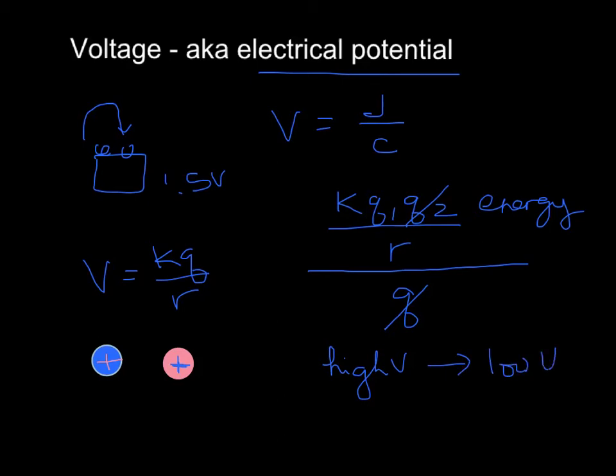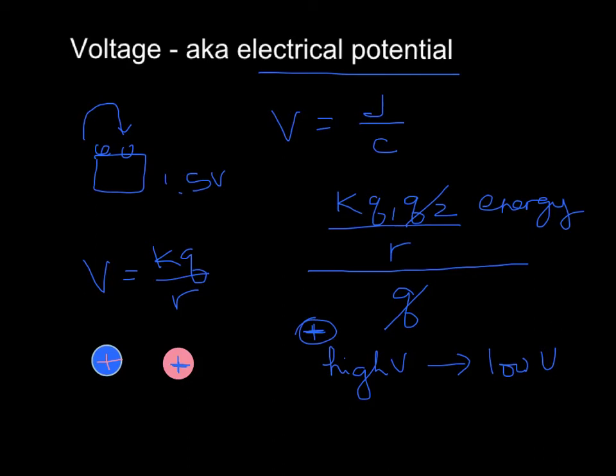This is what a positive charge does. A positive charge is going to go from high to low. So an electron is going to go the opposite way. Okay, an electron wants to go towards this positive charge. So an electron is going to go from an area of low voltage to an area of high voltage.